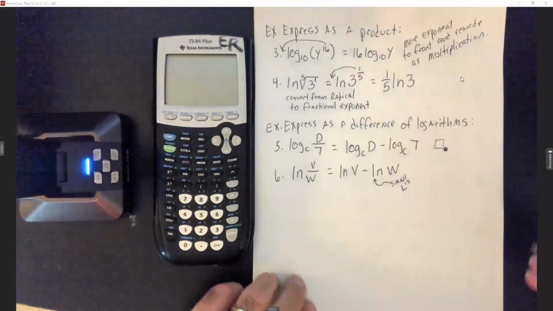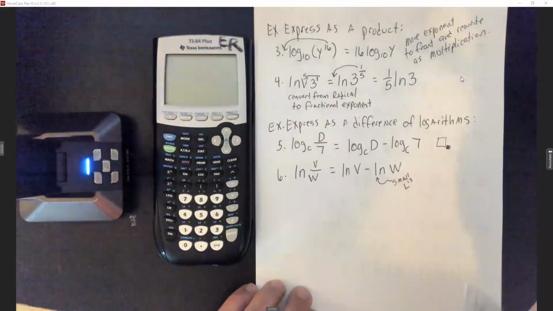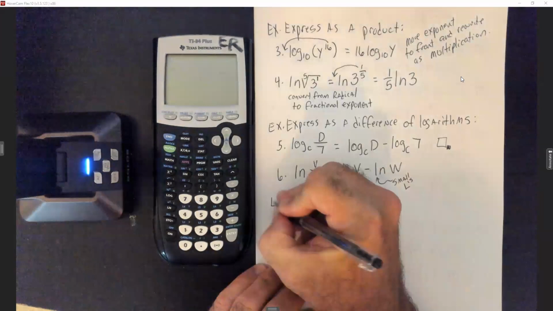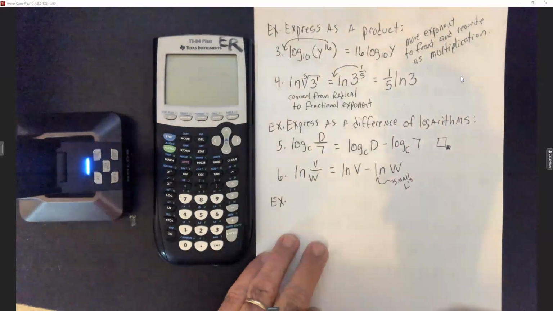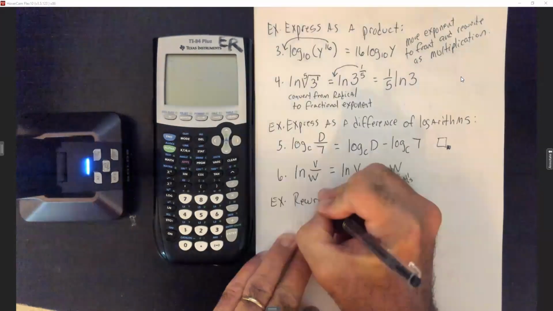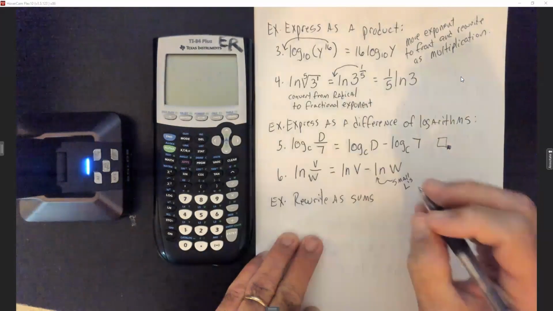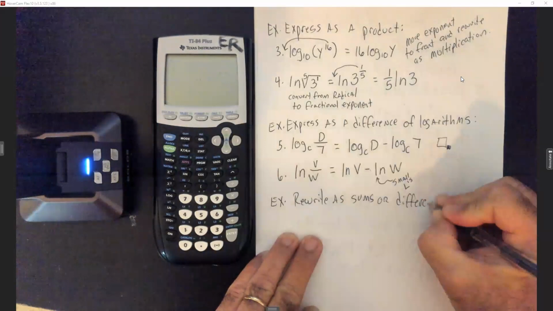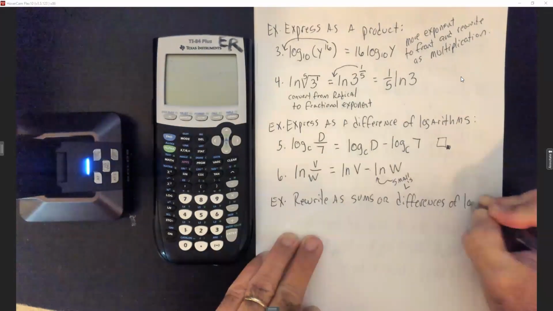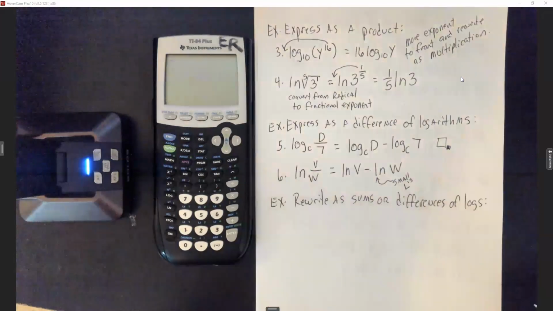Okay. So now that we know those 3 main properties, they're going to start mixing them up. So my number 7 says rewrite as sums or differences of logarithms. And we're just going to call them logs. So all 3 properties will apply to these, okay?